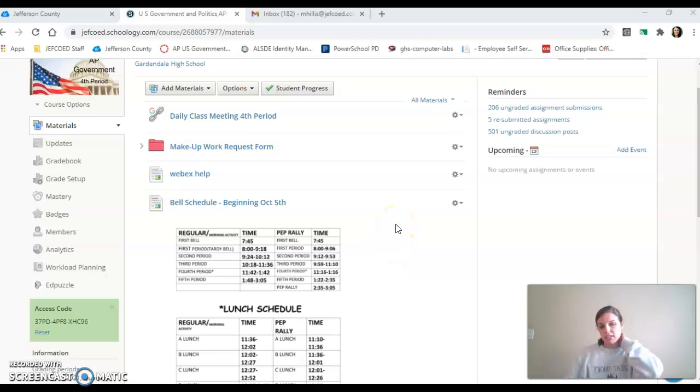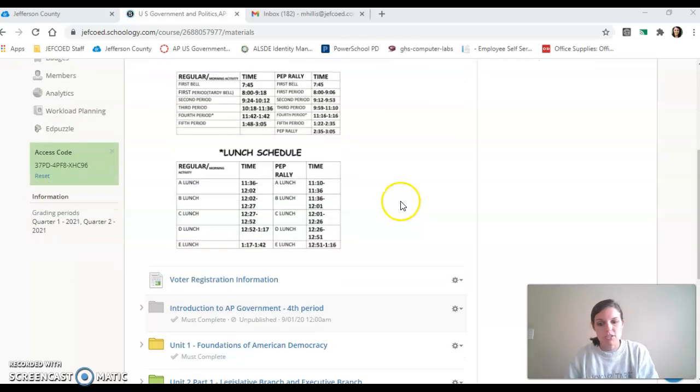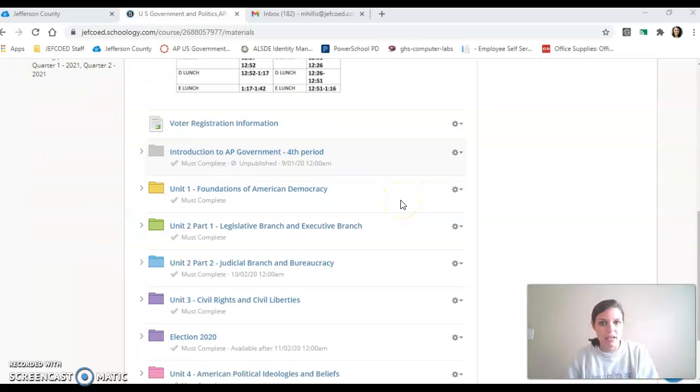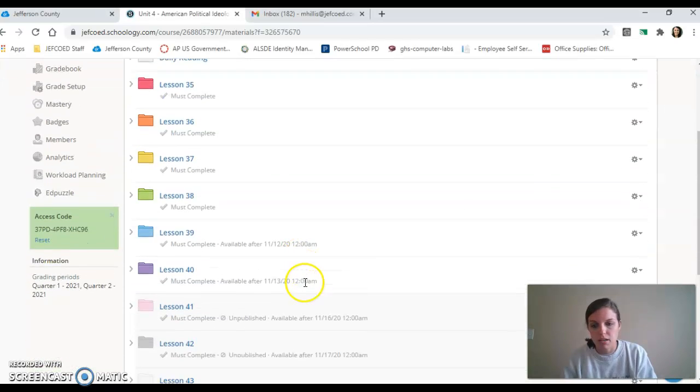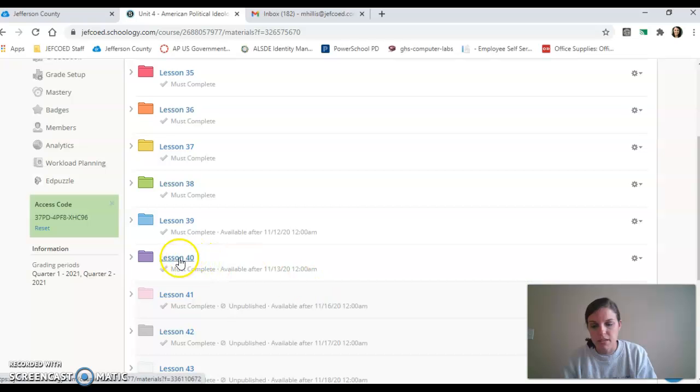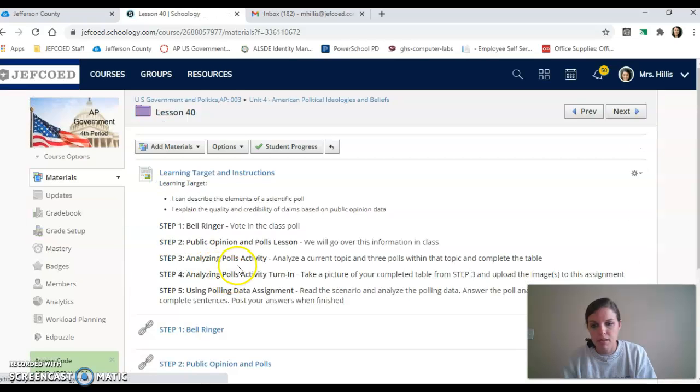I do want to quickly go over some information about today's lesson. You will still need to make sure that you complete it. And then on Monday, we're going to all join on WebEx, even if you're at school, for the day's lesson. So let's look at our unit. And then we are going to be in lesson 40.